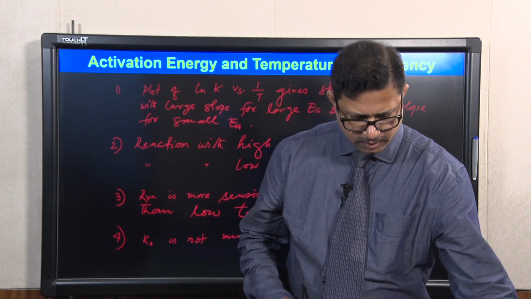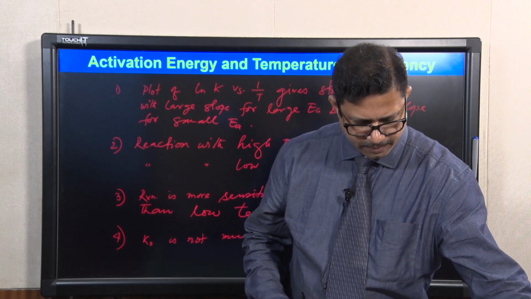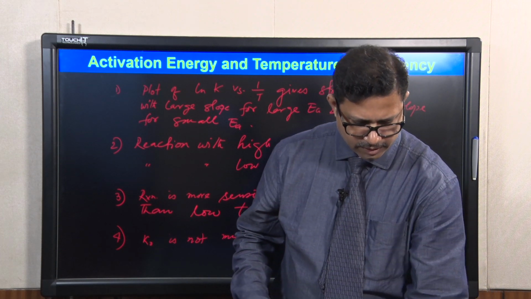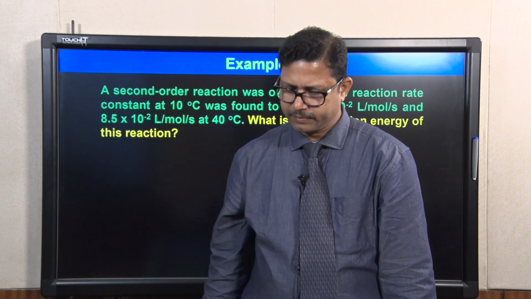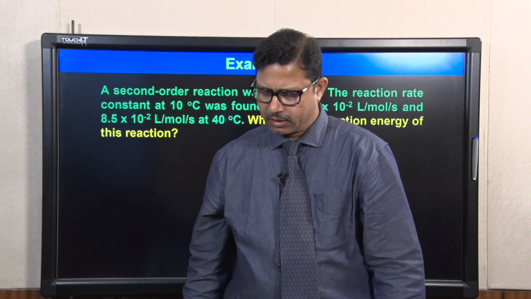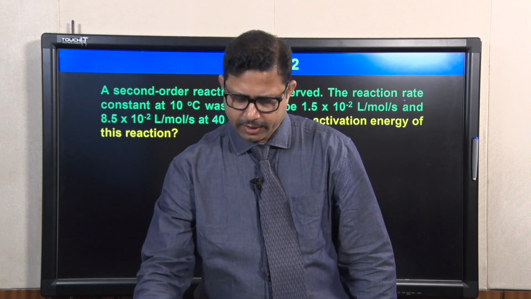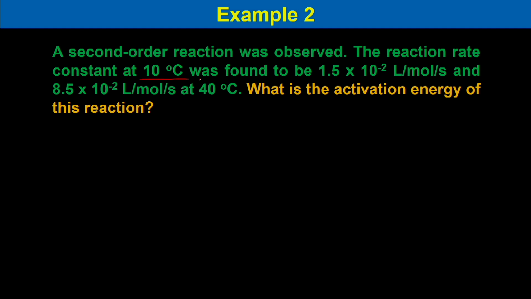Now, let us calculate the activation energy for a simple example. A second order reaction was observed and the reaction rate constant at 10 degrees was found to be 1.5 × 10^-2 liter per mole per second, and at 40 degrees centigrade 8.5 × 10^-2 liter per mole per second, and we need to calculate the activation energy of this reaction.